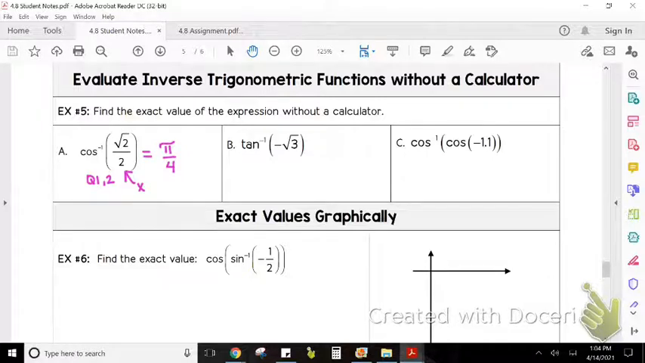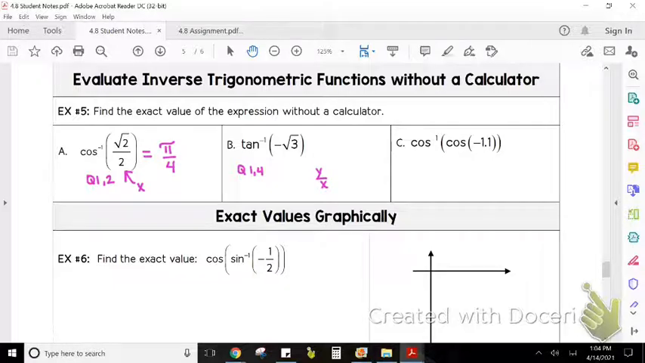Now B, the inverse tangent of negative square root of 3. Inverse tangent is in what quadrants are we going to look at? 1 and 4. Okay. Tangent is what in terms of x and y? It's y over x. Which trig function has y? Sine. On our unit circle, y is our sine. All right, so we're looking for y over x.